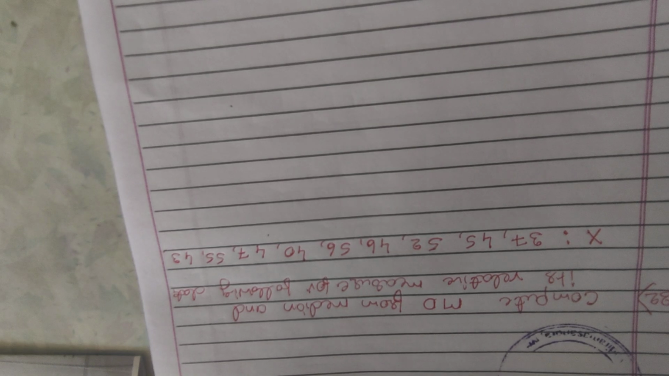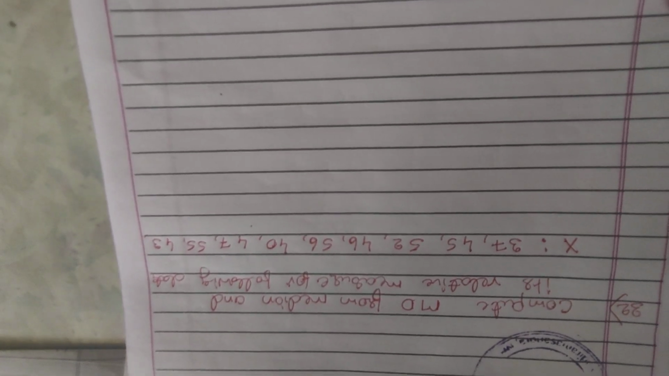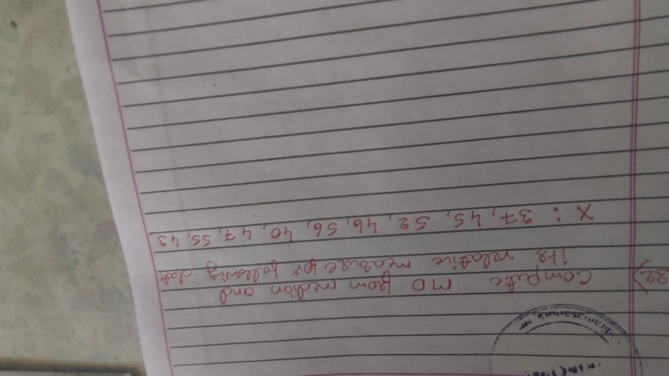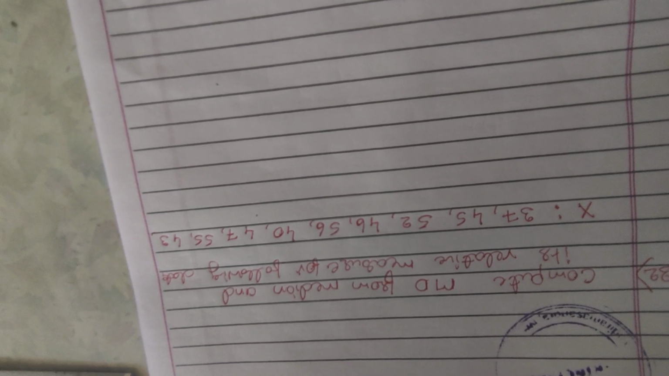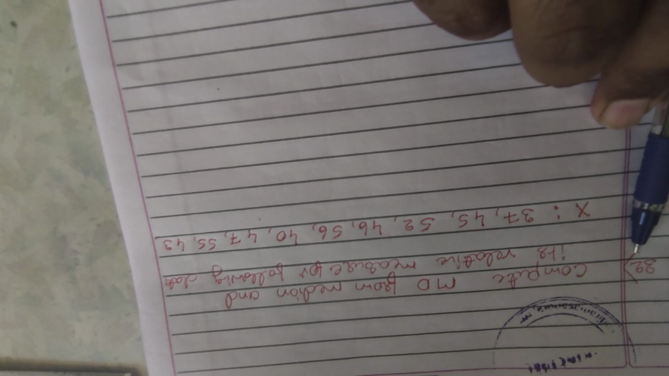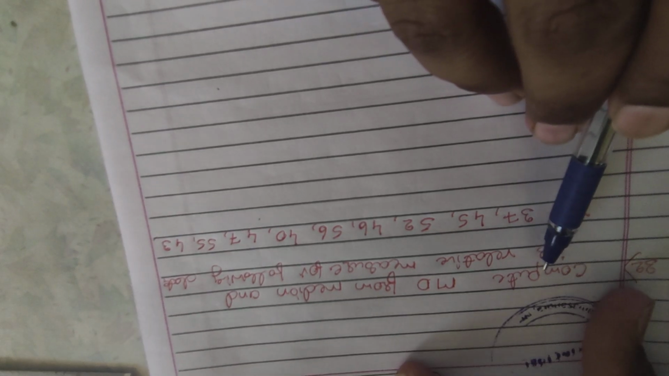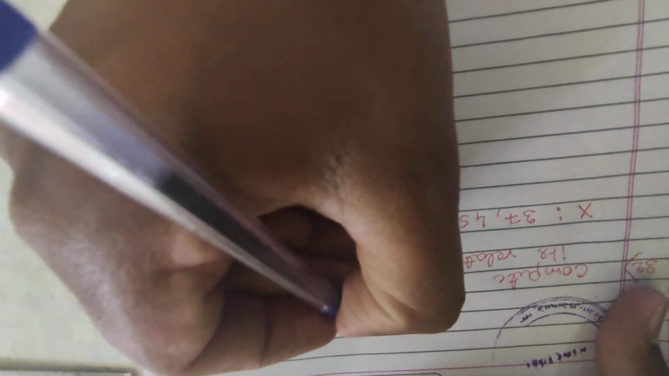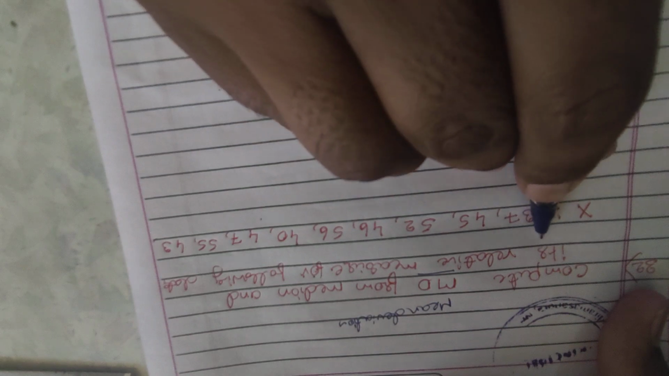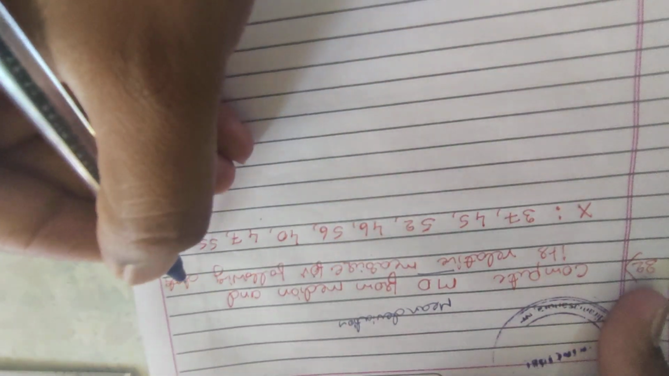In the previous video, we already discussed model question paper 1, under that Section C, 5 marks questions. In this video, we are going to look at the same model question paper, question number 32. It carries 5 marks. Compute MD, meaning mean deviation, from median and also its relative measure for the following data.